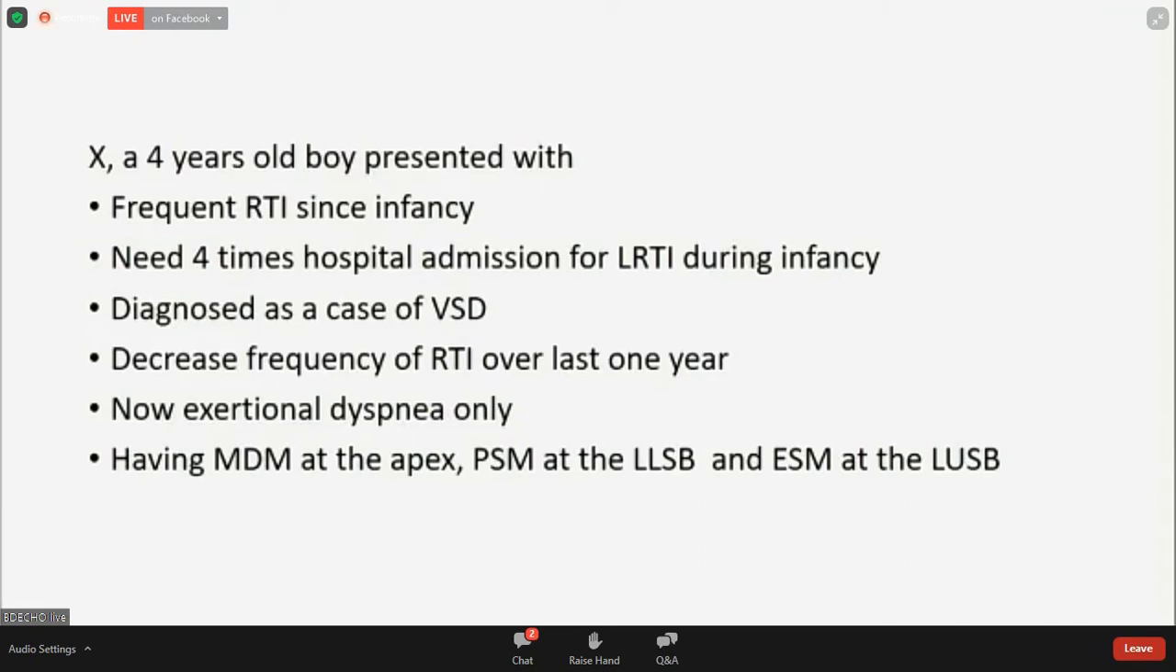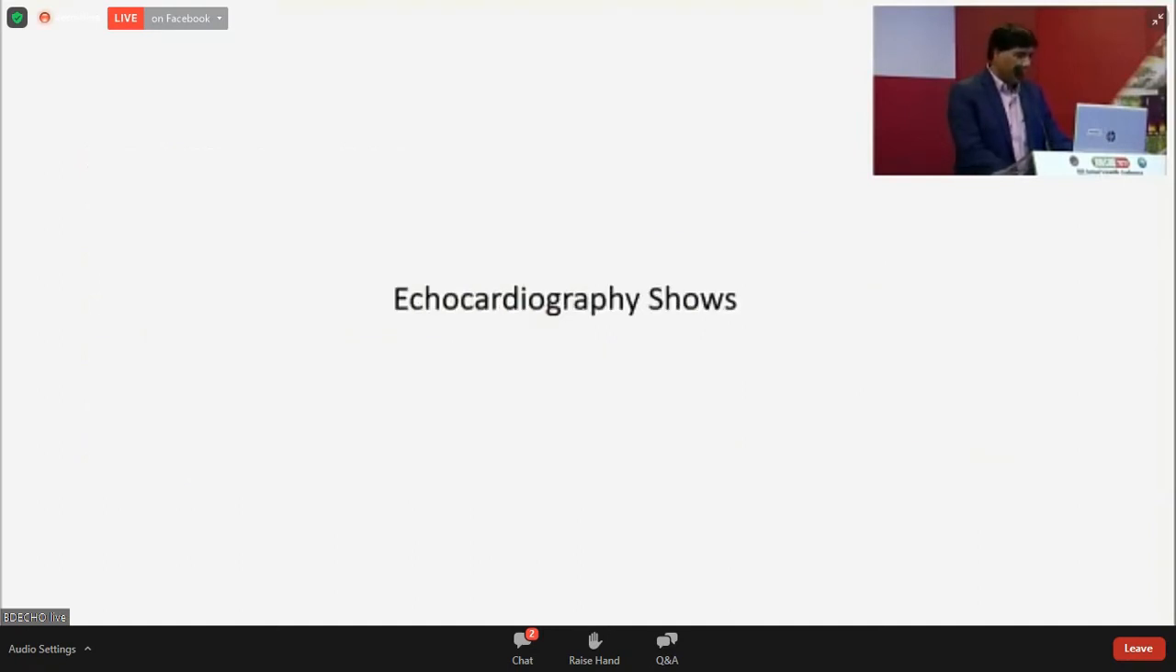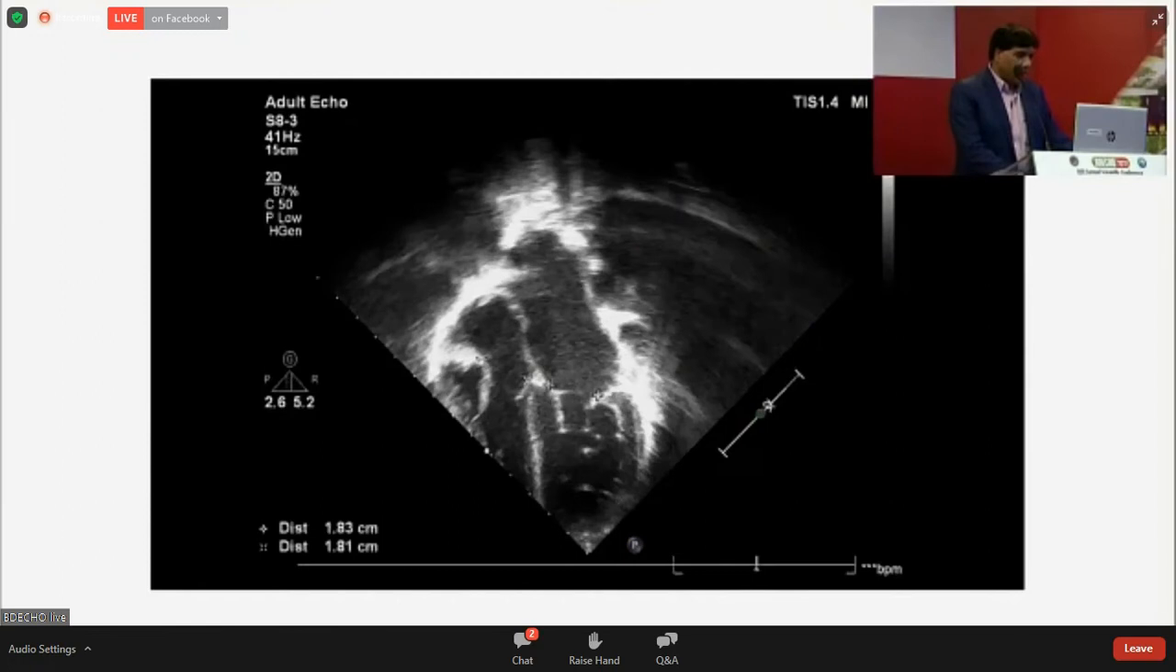When we examined, we found that he has a mid-diastolic murmur at the apex, a pansystolic murmur at the left lower sternal border, and an ejection systolic murmur at the left upper sternal border. So from this history, we can easily understand that this is a case of VSD. Now let us see the echocardiographic clip.